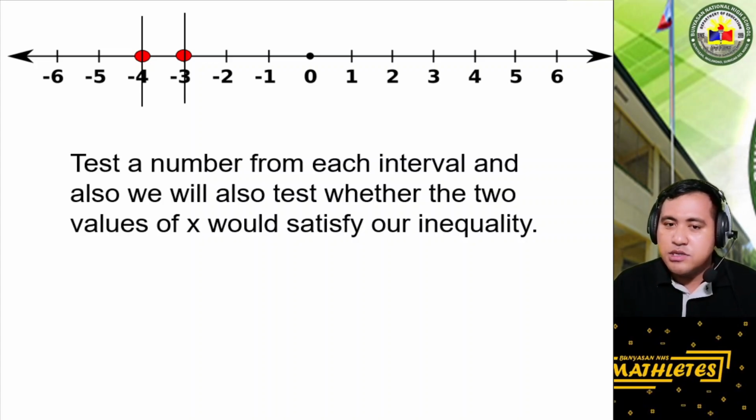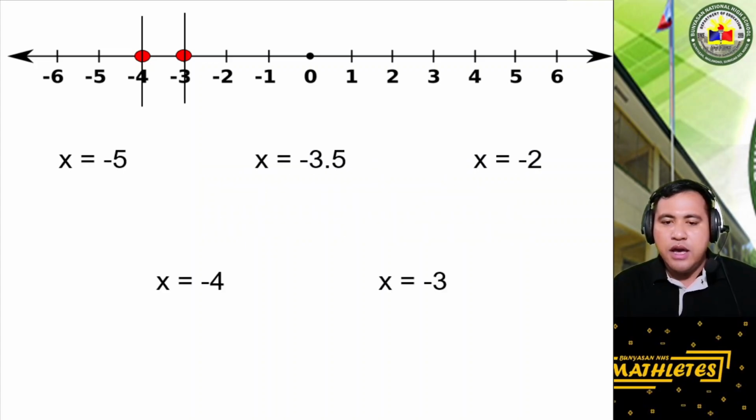We are also going to test whether the two values of x, negative 3 and negative 4, would satisfy our inequality. Maybe they are not tested, and they do not satisfy our inequality. So, the numbers we will test are negative 5, negative 3.5, and negative 2. Then we will also test the values of x of the corresponding equality, or corresponding equation.